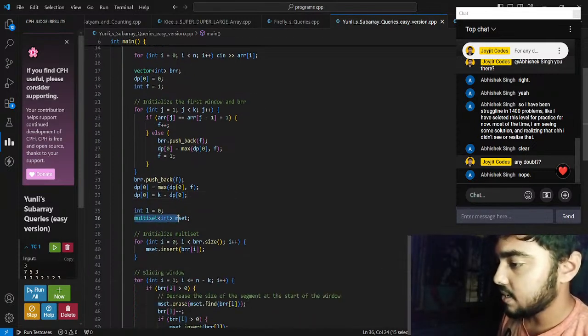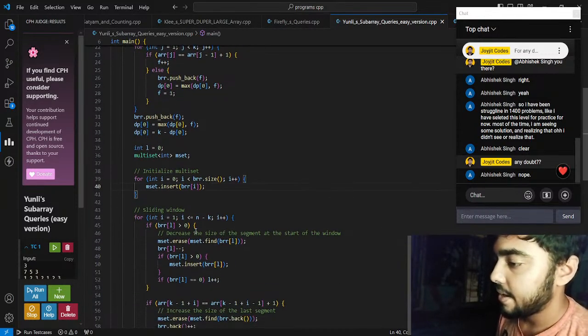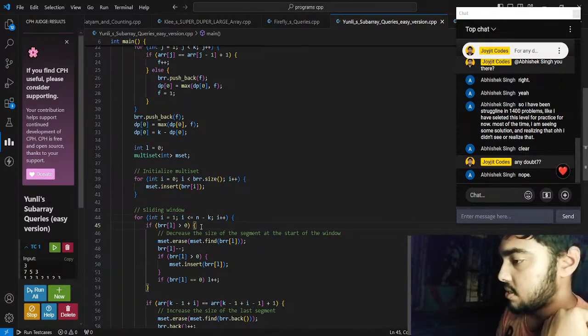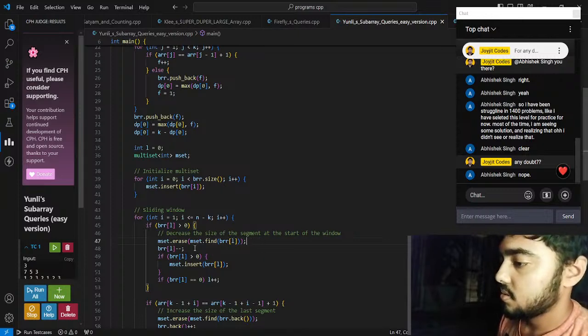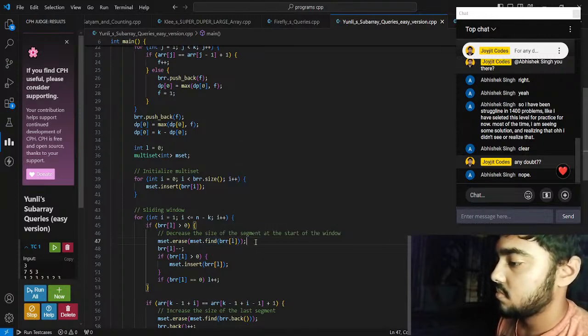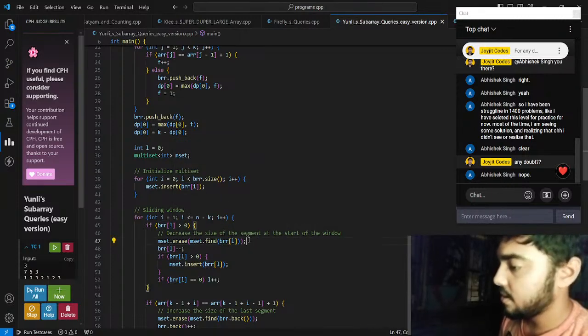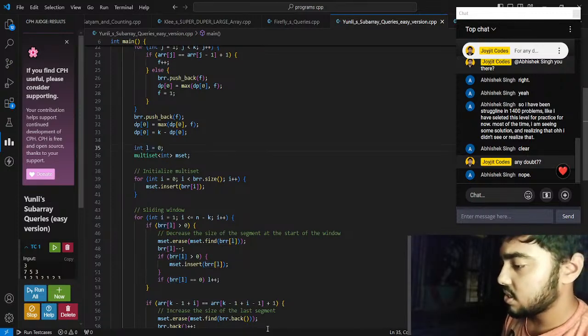Now you take a multiset, and you insert all the values of br of i into the multiset. Then you can use a sliding window, and for every specific element you take some elements and decrease the size of the segment at the start of the table. So you find the br of l. br takes the values, right? And l is initially 0. Why I do this, I'll also tell you.